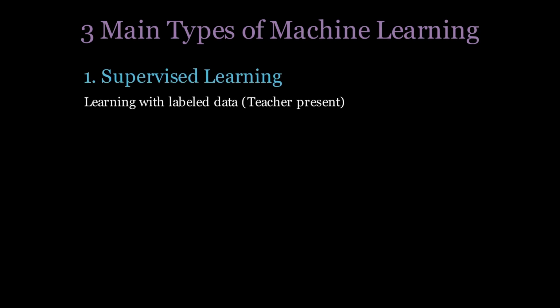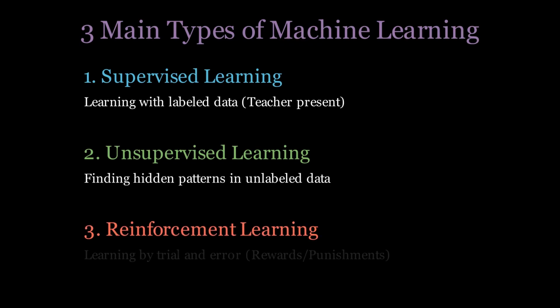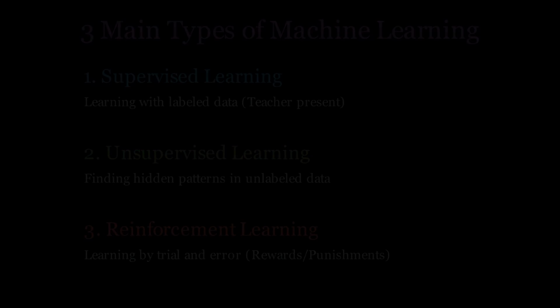There are three main ways a computer can learn from data. First is supervised learning. This is like learning with a teacher. We provide labeled data, telling the computer exactly what it's looking at, until it can make predictions on its own. Second is unsupervised learning. We give the computer a huge pile of unlabeled data and simply say, find the patterns. It groups and organizes the data without any human guidance.